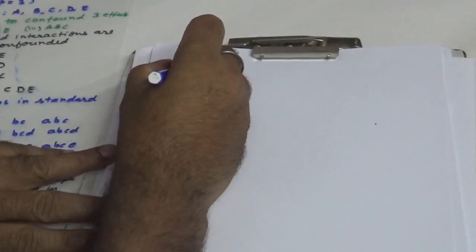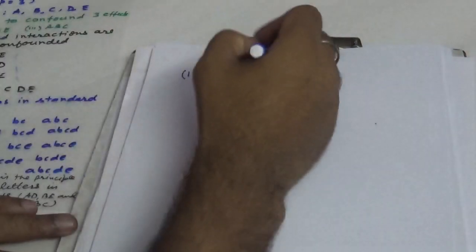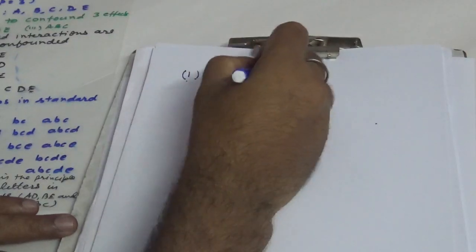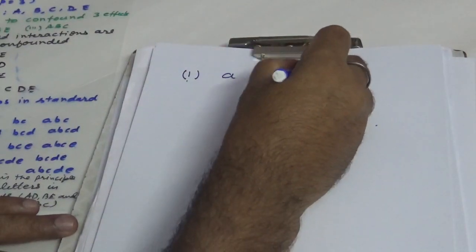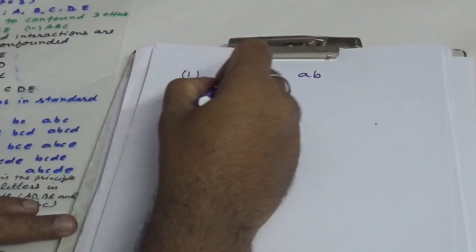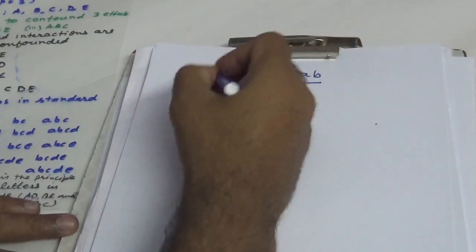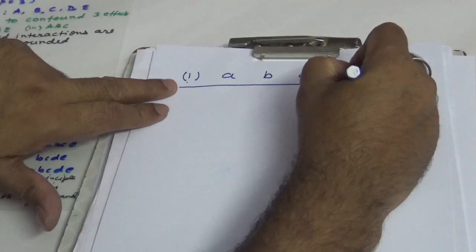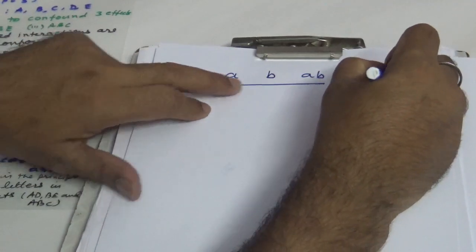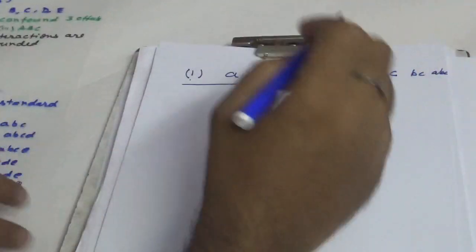So you can see here that first I have to write 1 and A, and this has to be multiplied by B. So this becomes 1 into B and A into B, this is AB, and then I have to multiply it by C. So just multiply all the treatment combinations by C: C into 1 is C, A into C is AC, B into C is BC, and ABC is ABC.